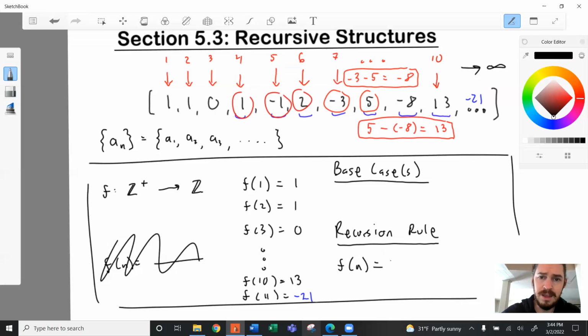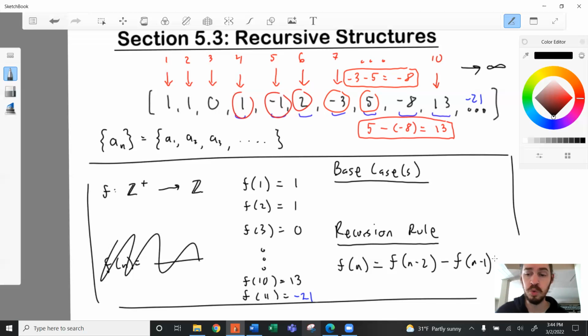So the way I can write it is the nth term is going to be the n minus second term. Like you have to go back two steps, and then subtract the n minus first term, which is just back one step. So this is f of n minus 2 minus f of n minus 1 equals f of n. All right, so that's our recursion rule.